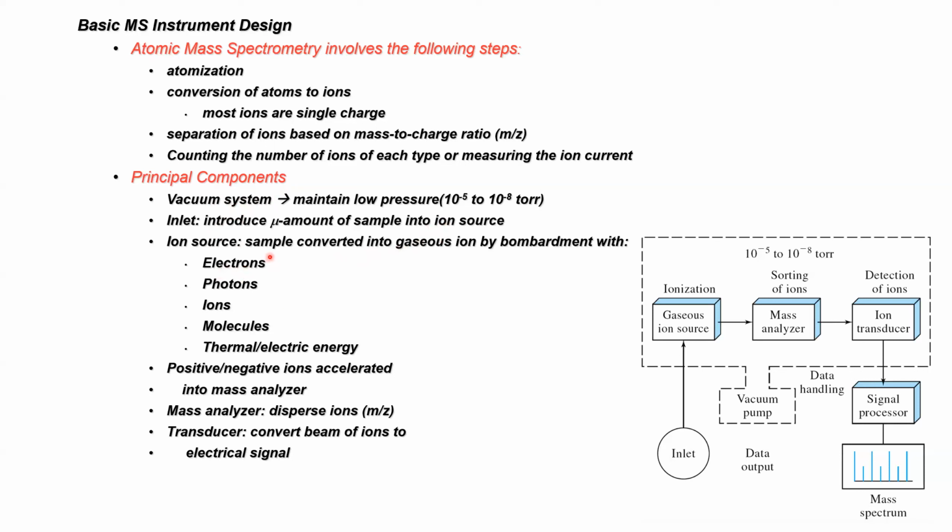And then the ion source is where we're going to convert it into a gaseous ion by bombardment with some form of energy, whether it be electrons, photons, ions, molecules, or thermoelectric energy. The positive or negative ions are then accelerated into the mass analyzer. The mass analyzer then disperses the ions, and the transducer, of course, then converts the beam of ions to an electrical signal. Because ultimately, in most of analytical chemistry, what we're actually measuring is not, in fact, how much of our sample is present, but rather some sort of an electrical signal.